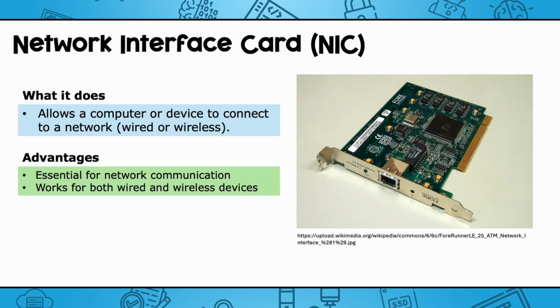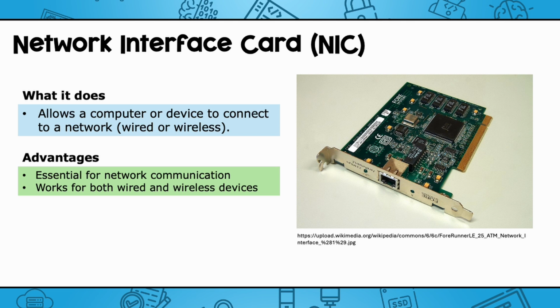The next piece of network hardware, which comes in two flavors, is a NIC, a network interface card. These can come in wired versions or wireless versions. The one you can see on the screen is a wired one, so that's expecting an Ethernet cable to be plugged into it. It allows a computer or a device to connect to a network. It's essential for network communication, and it works for both wired and wireless devices. It's what allows your device to join a network.